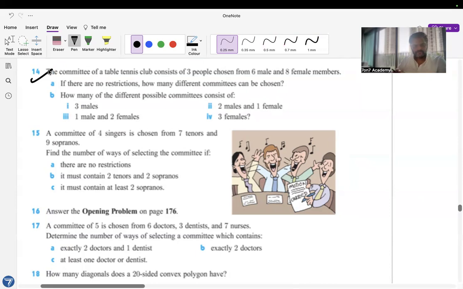so for 3 males, then it's just 8C3, right? Male, you fixed it, no? How many males are there? 6. So it would just be 6C3 instead, right?